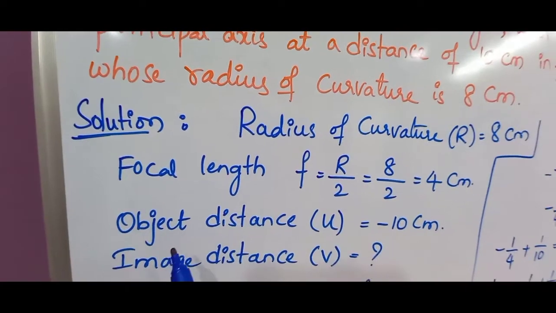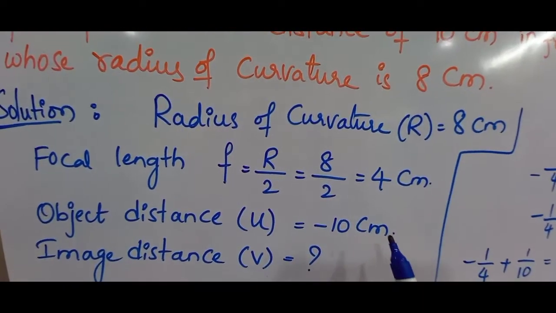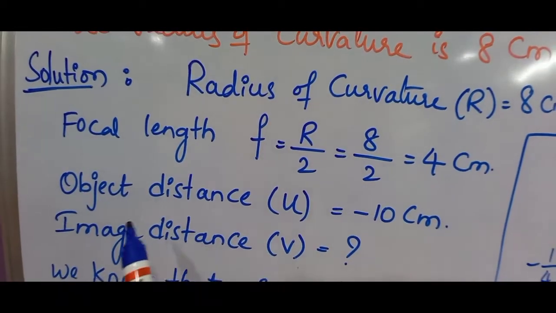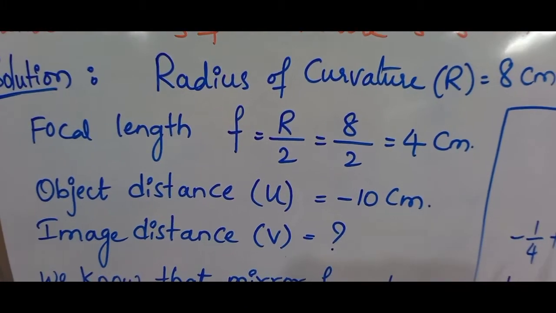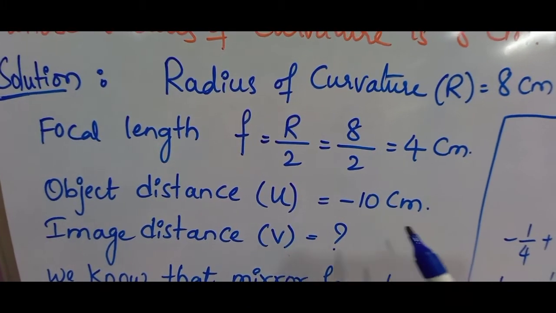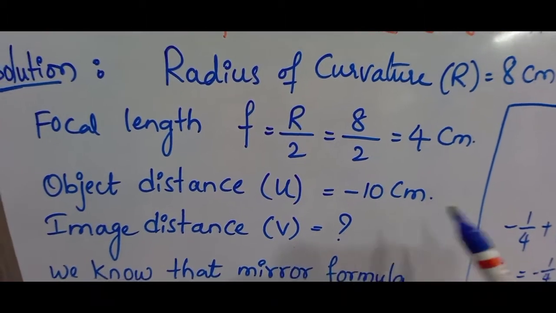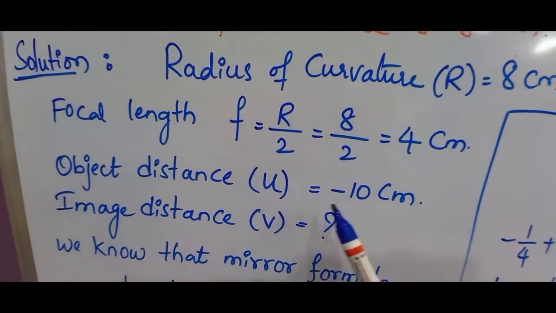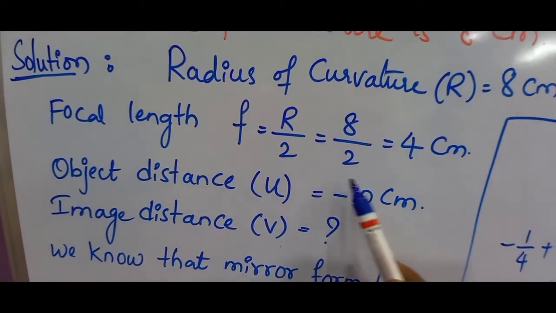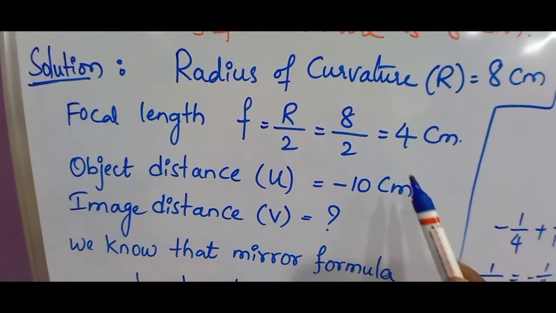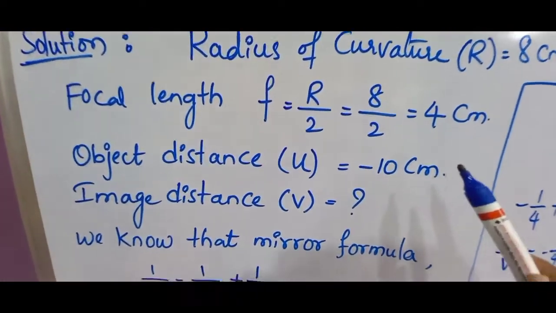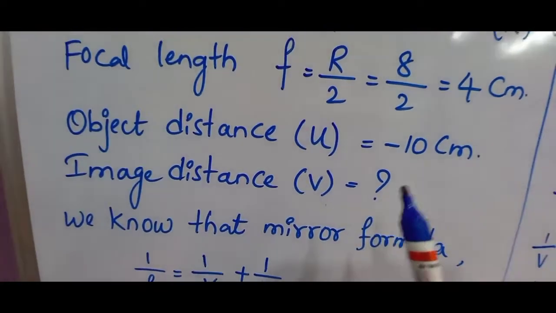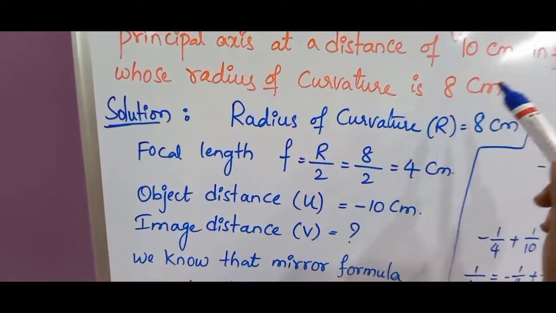Then the object is placed in front of the concave mirror at 10 centimeters distance. As per the sign convention rule, the distance of the object is measured from the pole towards the object, and as it is in front of the concave mirror, it is opposite to the direction of the incident light ray. Hence, we have to take it as a negative quantity. So object distance is 10 centimeters, and that should be taken as minus 10 centimeters, because the distance of the object is measured in the opposite direction to that of the incident light ray in front of the concave mirror. Hence, object distance U is minus 10 centimeters, and the image distance we need to calculate. So, question mark.